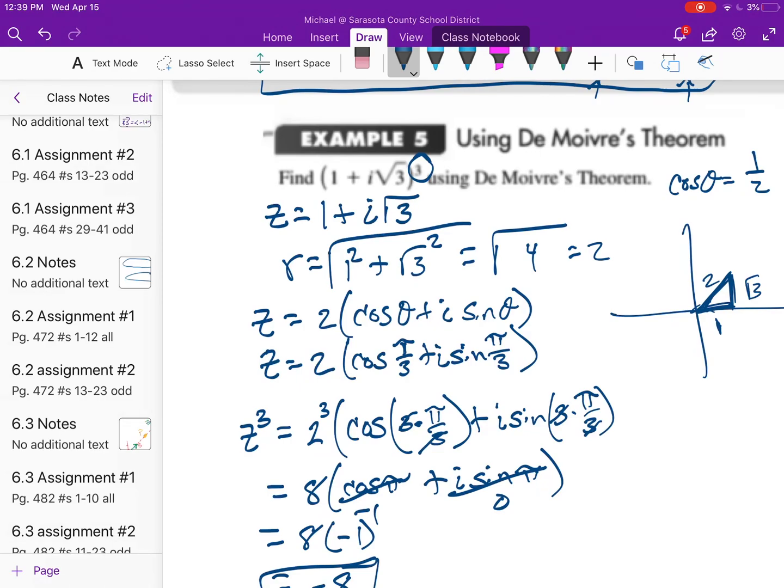So, to recap, you want to make sure that you first and foremost can identify what the modulus and the angle are going to be. Turn that into polar form, and then you can utilize de Moivre's theorem with no problem at all.